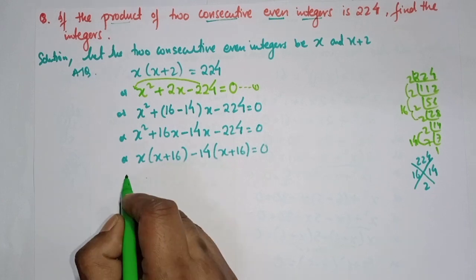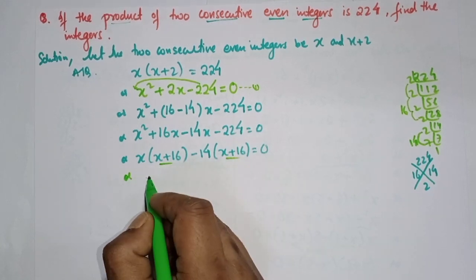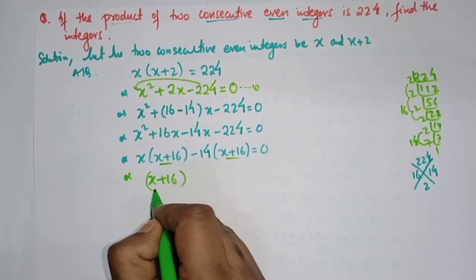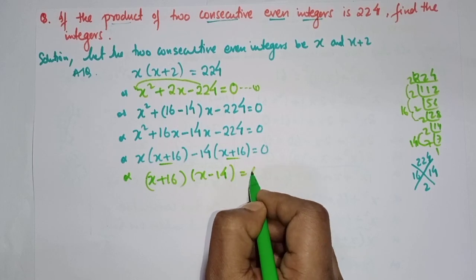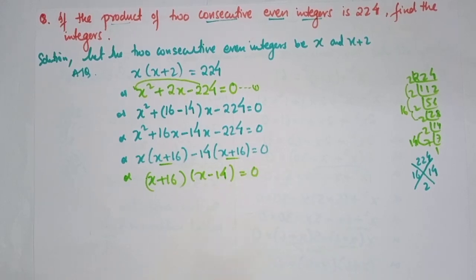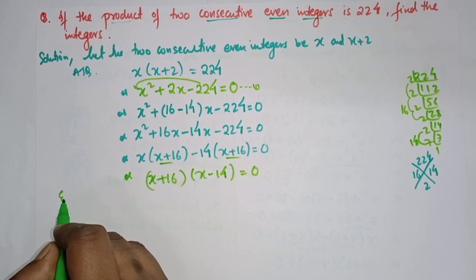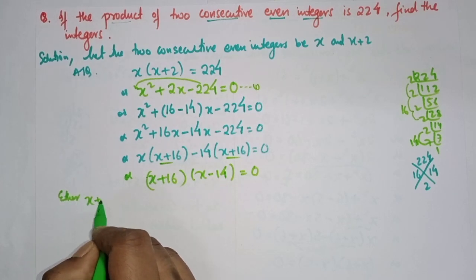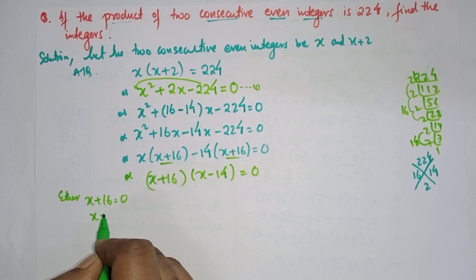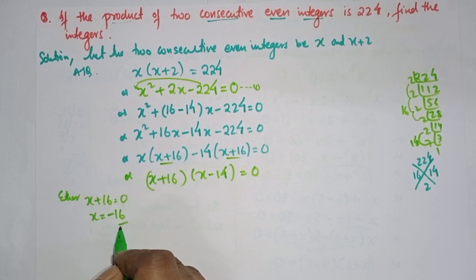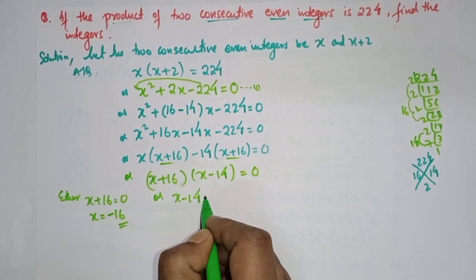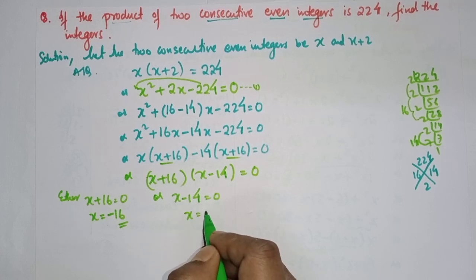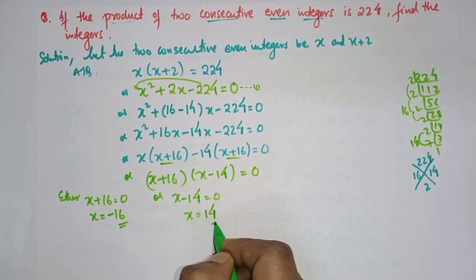So what will we do next step? This and this are the same. So I'll write the common x plus 16, and this in another bracket, x minus 14 equals 0. So now what do I have to do? Either or. So either x plus 16 equals 0, that implies x equals minus 16. So I got minus 16. Since it is an integer, I can take this. Or what do you have? x minus 14 equals 0. So I got x equals plus 14.